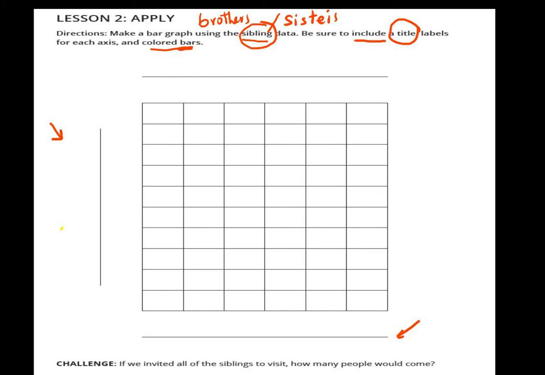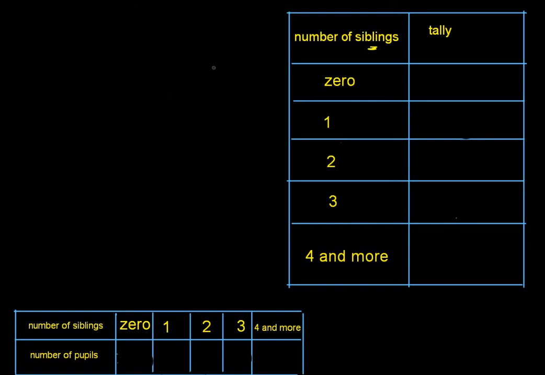Okay, let's start. To draw this graph, we need data. Where will we bring this data? Now we will learn how to collect data. I made this table. I wrote number of siblings. I prepared this table for my class, and I wrote here tally. Here 0 means he has no siblings, no brother, no sisters. He has one sibling, brother or sister. He has two siblings, three siblings, 4, and more.